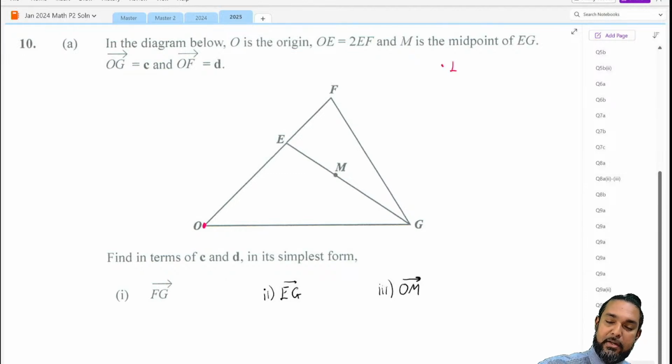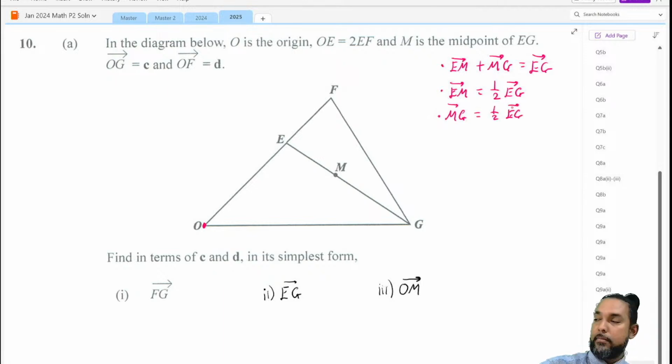So we can say that EM plus MG, if you add them together, you get back the whole EG, not so? And we could also say that EM is what fraction of the whole? A half, yeah, because M is the midpoint. And the same could go for MG. MG is equal to a half of the whole, EG. So far, so good? Right.